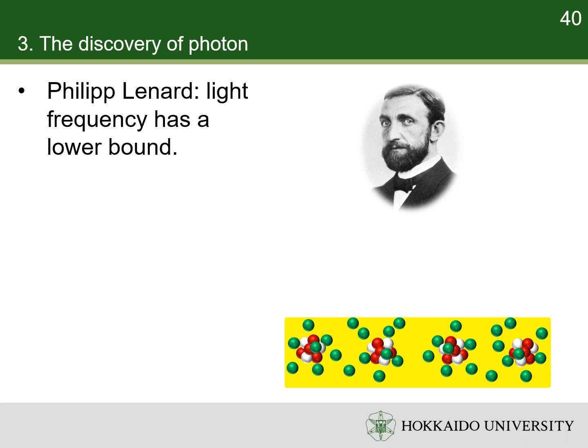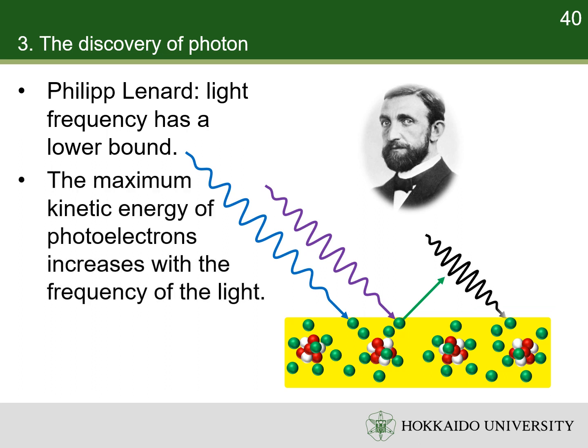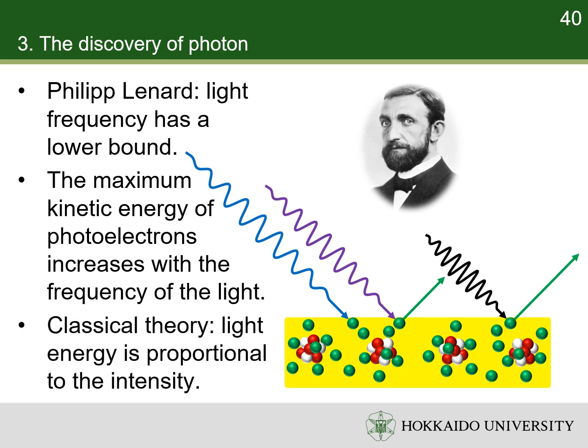In 1902, Philipp Lenard observed that electrons are emitted only when the light exceeds a certain frequency, regardless of the light's intensity or duration of exposure. Moreover, the maximum kinetic energy of photoelectrons increases with the frequency of the light. In contrast, the number of photoelectrons was proportional to the light's intensity. This disagrees with classical electromagnetism, which predicted that the light energy would be proportional to the intensity of the radiation.